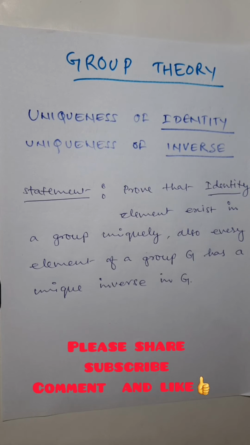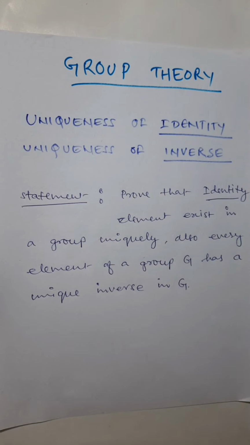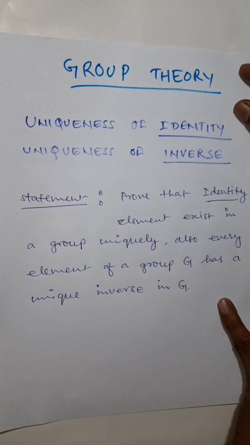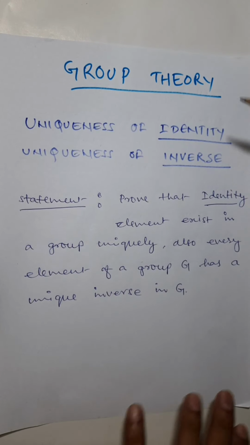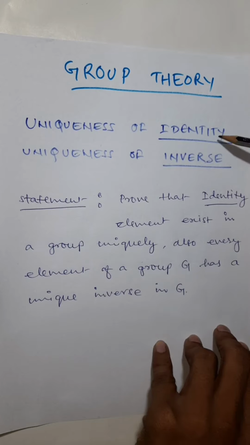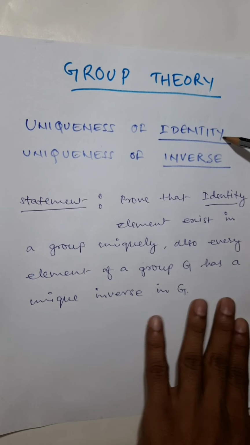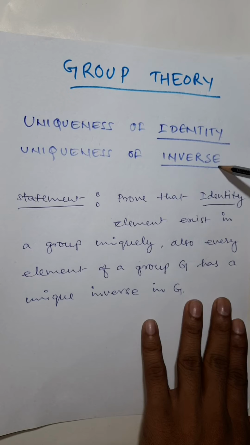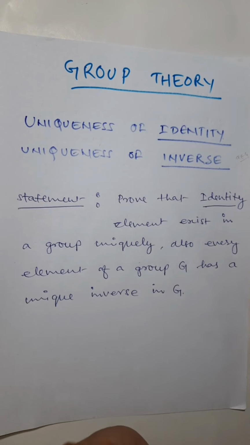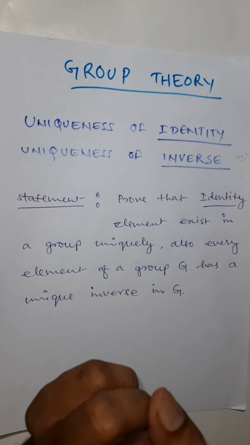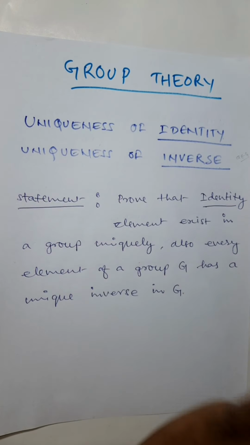In today's video, I'm going to show you the uniqueness of identity and the uniqueness of inverse. Let's start with the statement: uniqueness of identity and uniqueness of inverse. Here we have to show two things: that the identity element that exists for a group will be unique, and the uniqueness of inverse, which means every element in a group G must have one and only one inverse. If two inverses exist, then both will be the same.